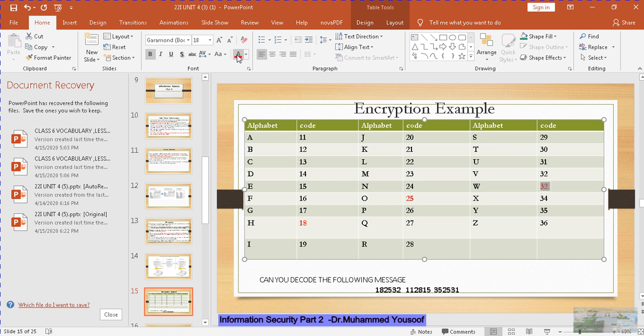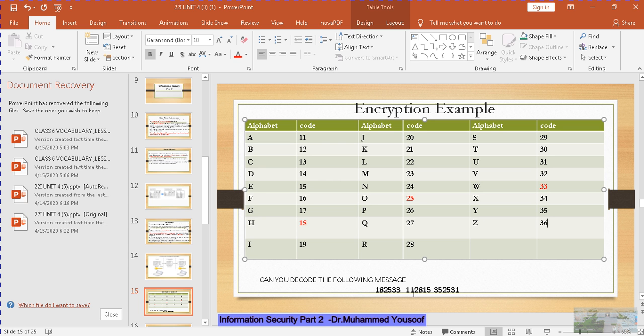Actually, this is not 32. It is 33. The number here is 33. Can you see it? Is that clear? Because we have to see the sequence. H-O-W. So this means how.